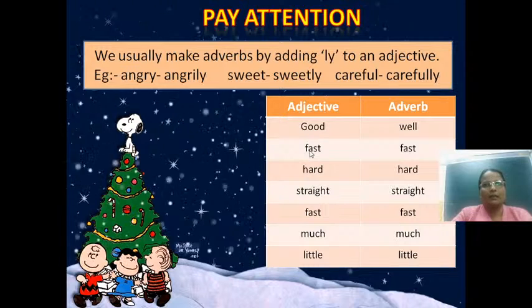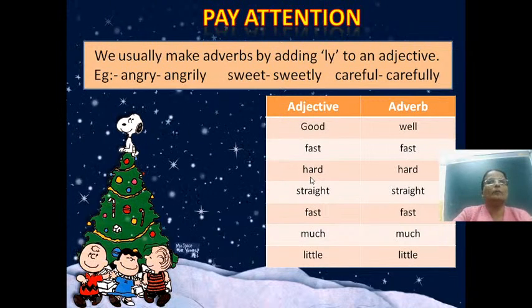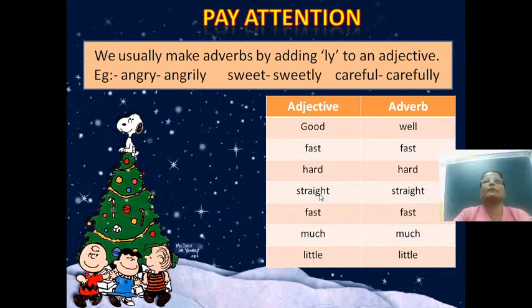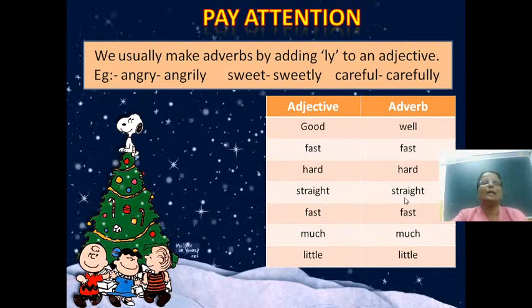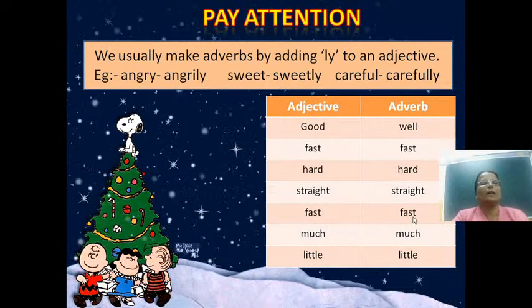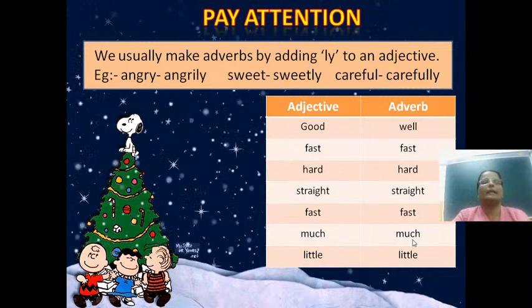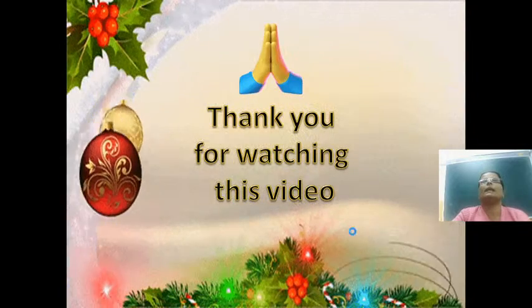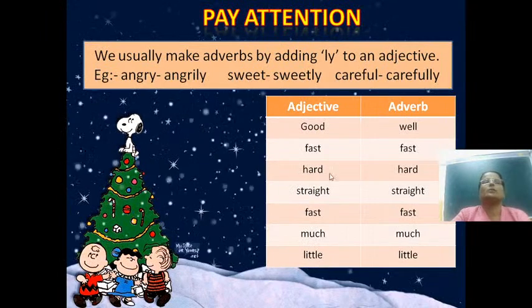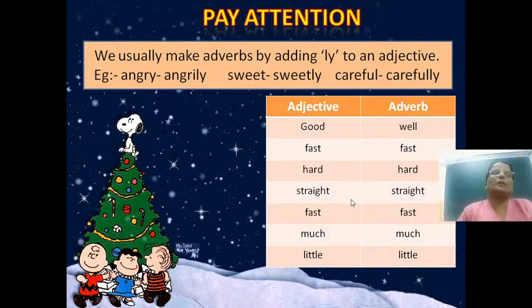Fast is an adjective as well as an adverb. Hard is also an adjective as well as an adverb. Straight is an adjective as well as an adverb. Much is also an adjective and adverb. Little is also an adjective and also an adverb. So children, these words you should remember.